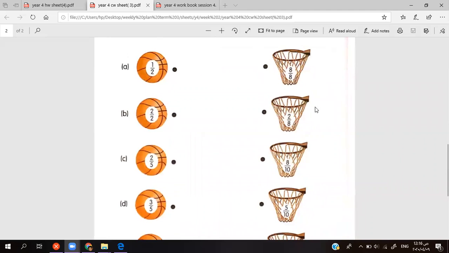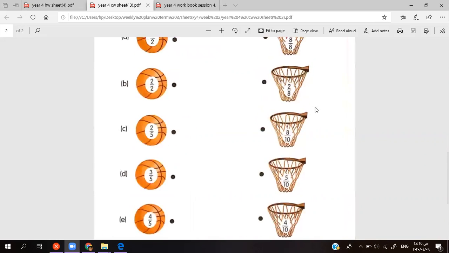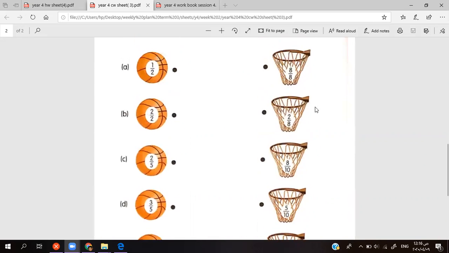Okay, the second page is asking us to match the equivalent fractions. Here, a half. Let me look for something which is a half. Is 8 half the 8? No. Is 2 half the 8? No. Is 8 half the 10? No. Is 5 half the 10? Yes. So this is also a half.